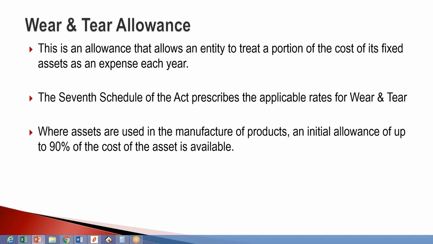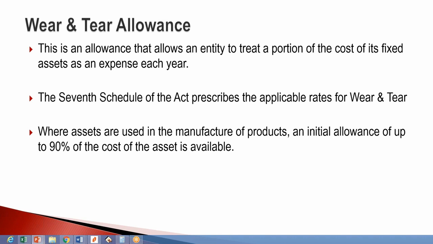The Seventh Schedule of the Income Tax Act will tell you what the wear and tear rates are. But for computers, it's 33 1/3%. For some assets, it's 25%. For buildings, it's 3%. There's no charge for land. There's no land write-off. But for buildings, you can write off about 3%. And for other assets, somewhere between 20 and 25%, depending on what the asset is.